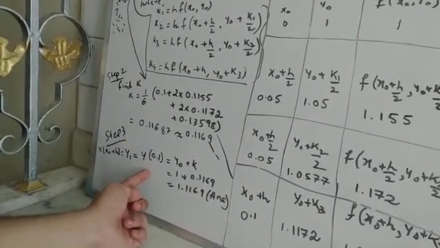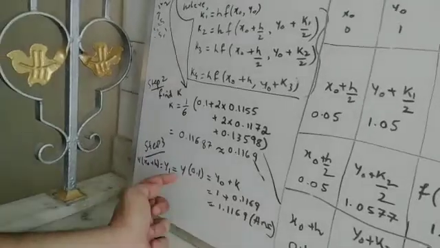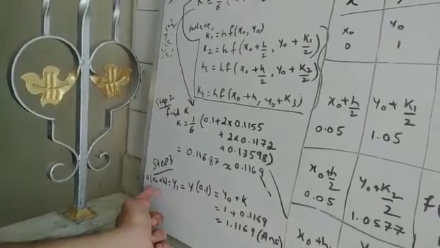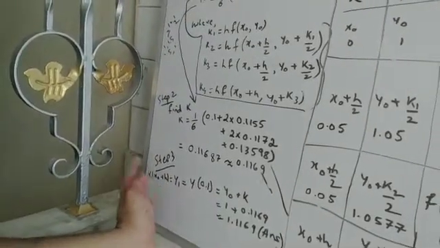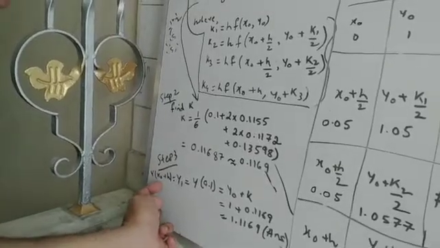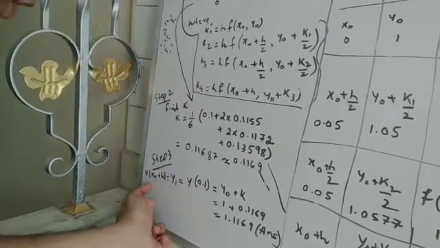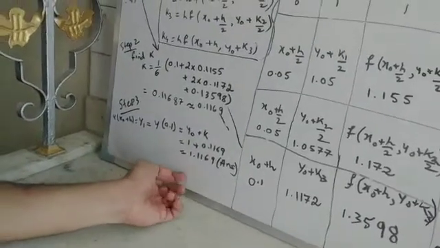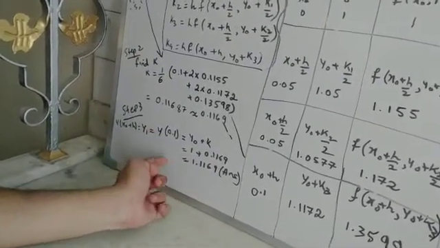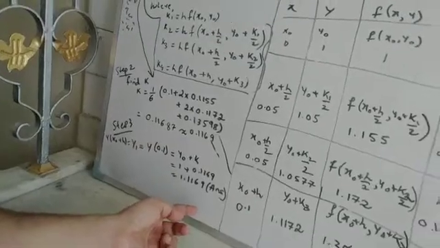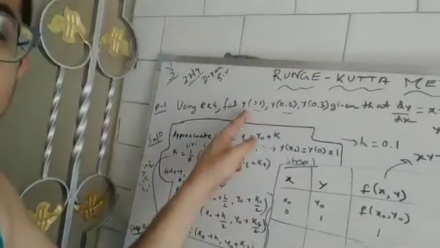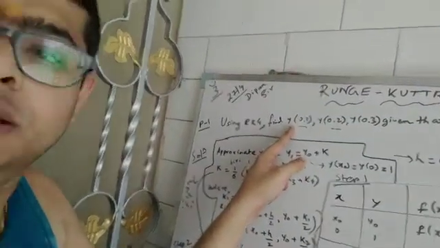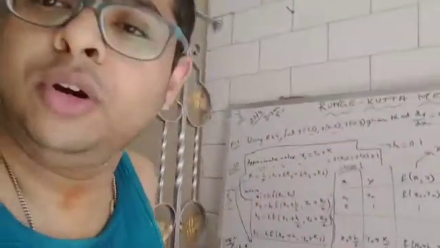Remember, this is y1. y1 is basically y at the point x0 plus h. x0 is how much? 0, plus h. h is how much? 0.1. So 0 plus 0.1 is how much? 0.1. So your y at 0.1 is 1.1169. So this part you have calculated. Done. This is the total method.